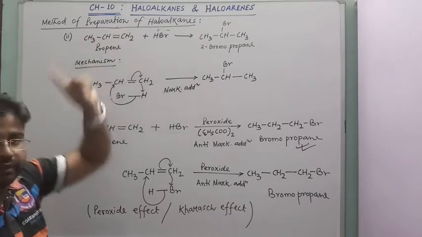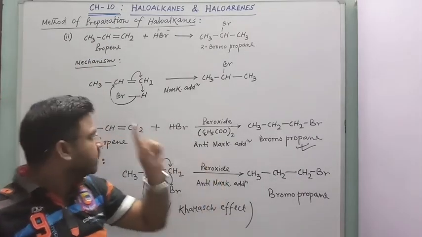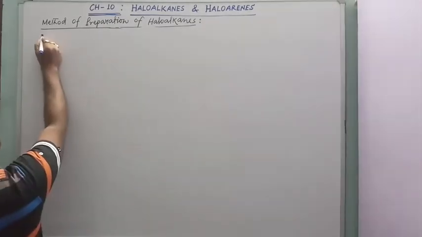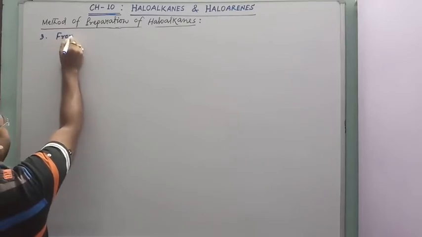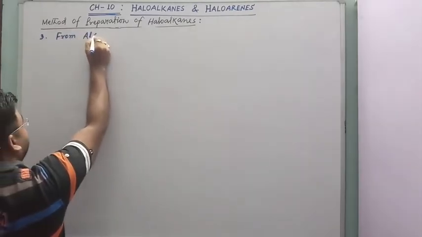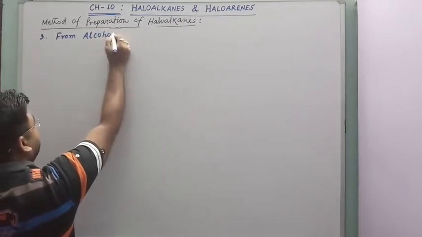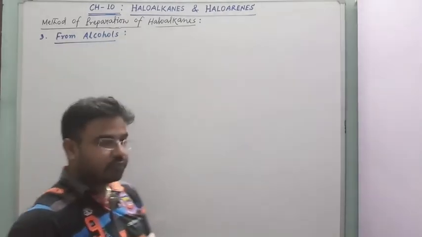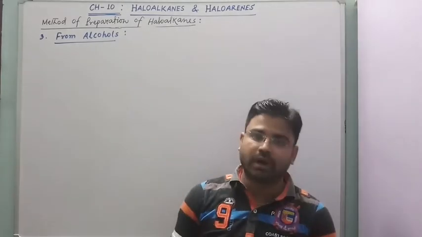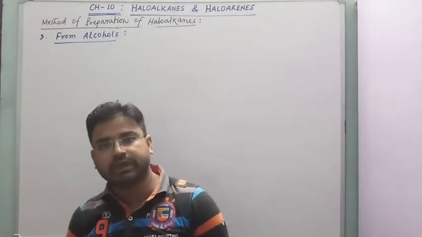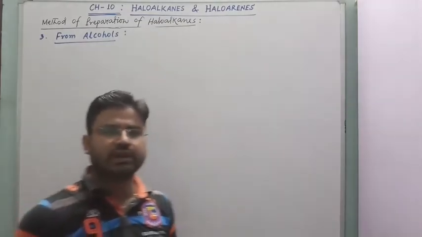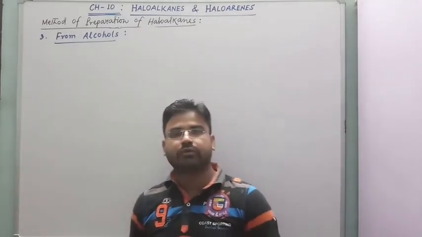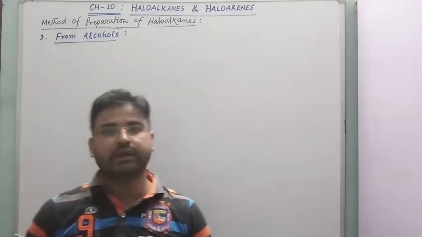So in methods of preparation, first we did from alkane, second from alkene, number 3 from alcohols. Alcohols can be converted to haloalkane by using a variety of reagents. So there are various reagents by which alcohol can be converted to haloalkane. From alcohol we can prepare chloroalkane, bromoalkane, iodoalkane.